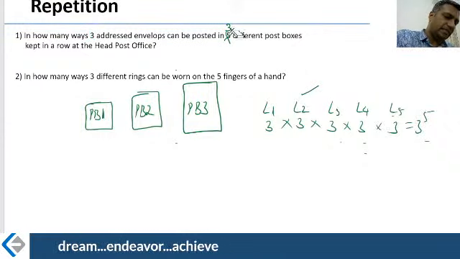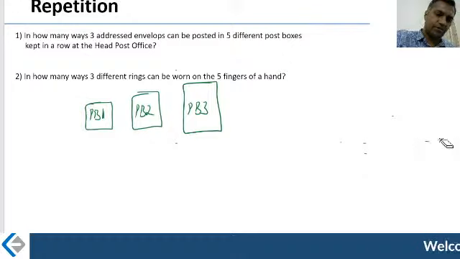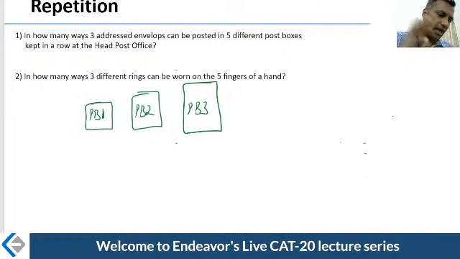Okay. What if I make it 3 and 5 here, friends? What would have been your answer had I changed it to 3 and 5? So now the earlier answer is 3 power 5. That's right. All right, that's 243. Done. Okay. What if I change it to 3 addressed envelopes?